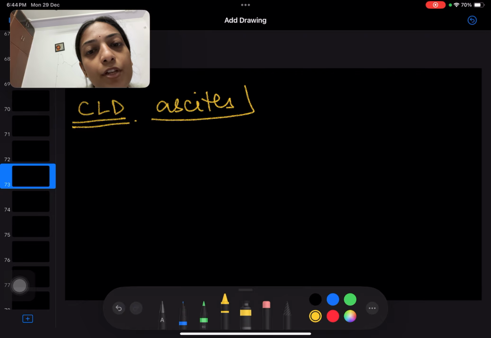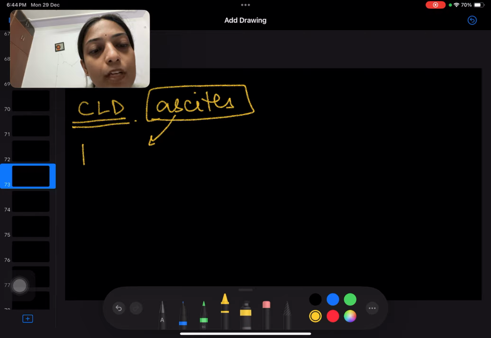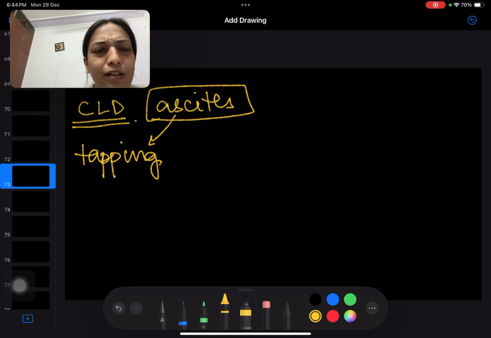So for these patients, we can do tapping. Tapping can be of two types, therapeutic and diagnostic, that we will discuss later on. It's there in the notes, right? So what do we see in this tapping?